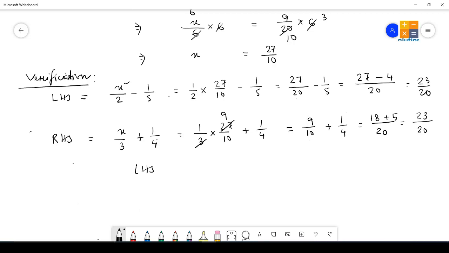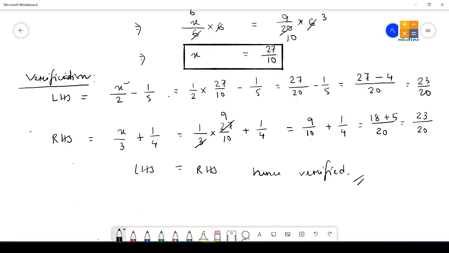So what conclusion can we draw here? LHS is equal to RHS, hence verified. So whatever answer I am getting here is the correct answer. The correct answer is x is equal to 27 by 10.